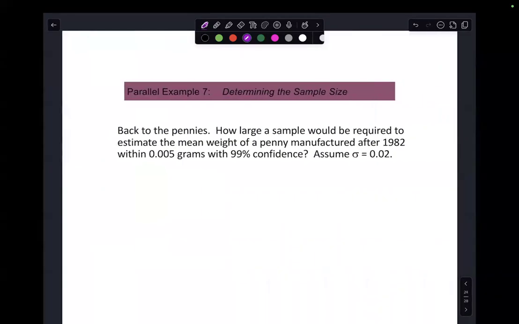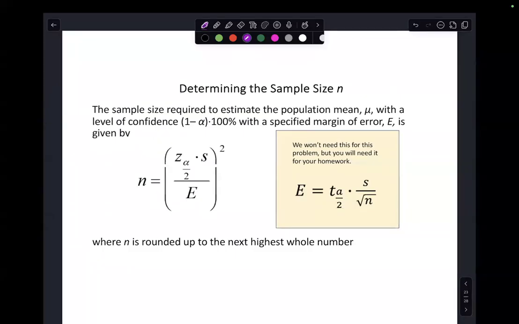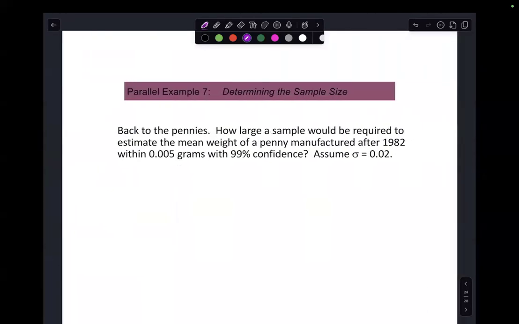All right. Let's go back to the pennies. We need to know, and this S is my sample standard deviation. It's not the new standard error. That's just the sample standard deviation. Okay. How large of a sample would be required to estimate the mean weight of a penny manufactured after 1982 within 0.005 grams with a 99% confidence?